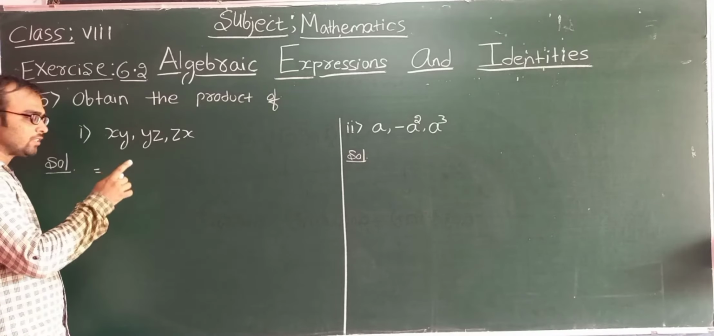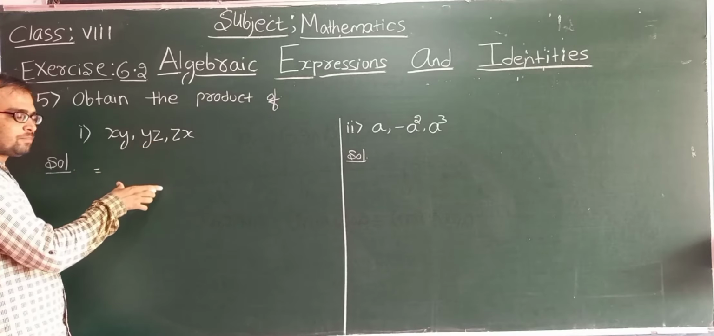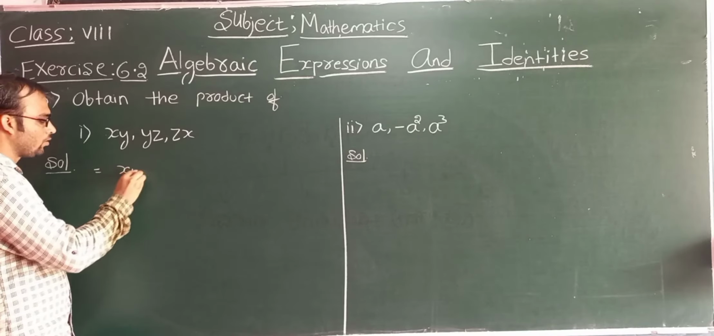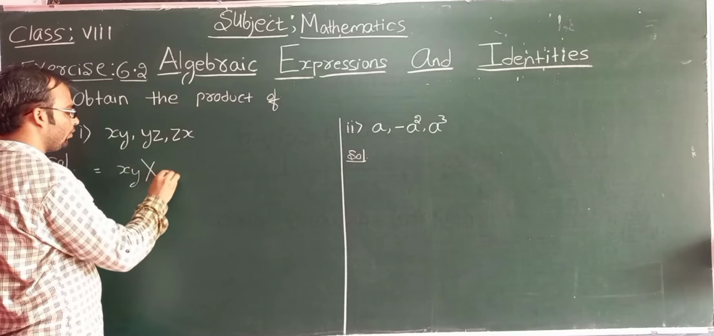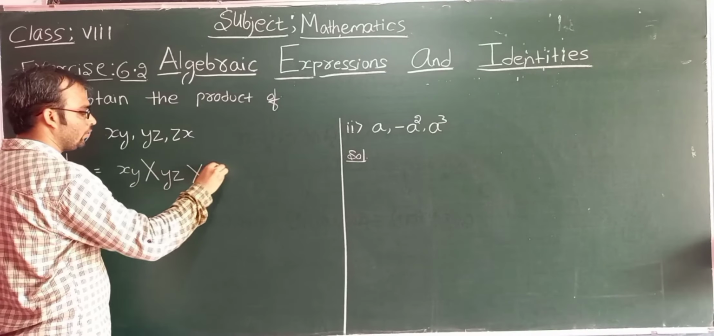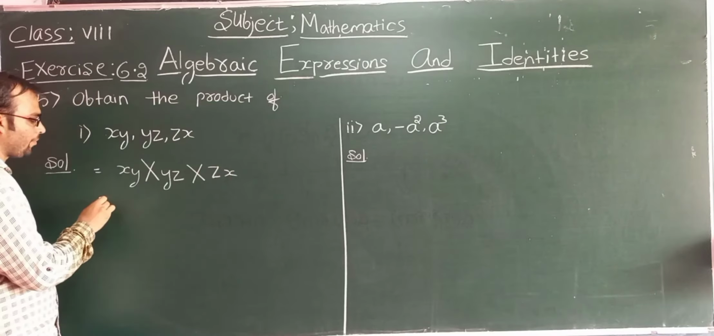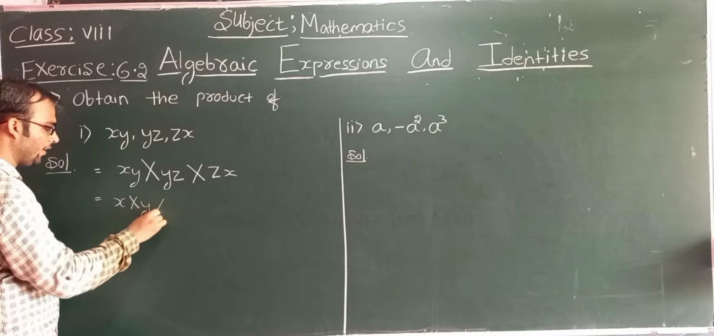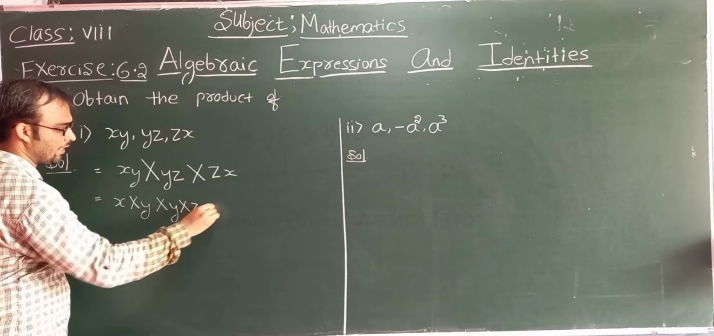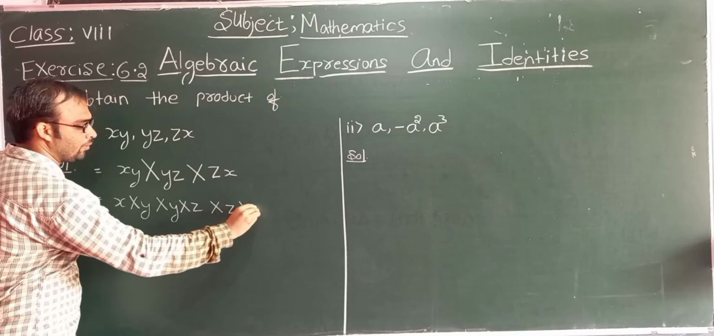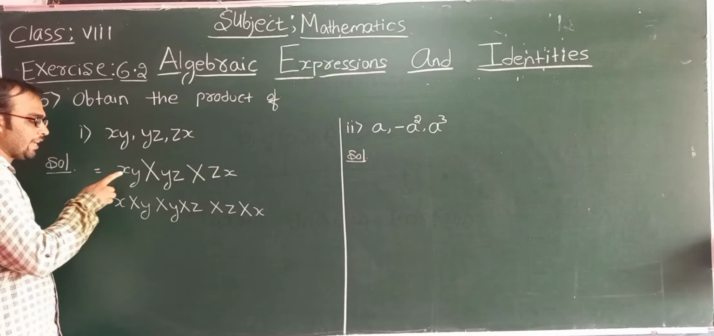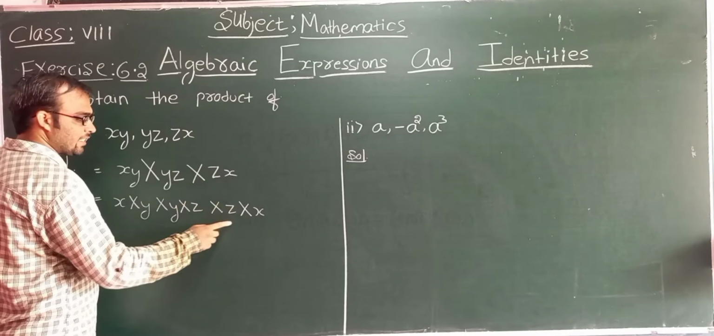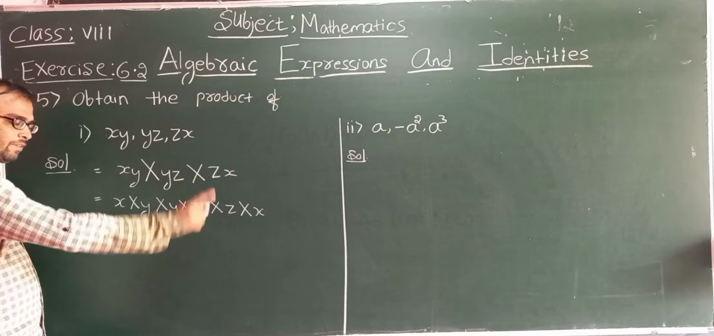In order to do that, the first step is to write these terms as they are, but in place of the comma you need to place the multiplication sign. So xy into yz into zx. Now students, you can rewrite it like x into y and y into z and z into x. Here xy is x into y, yz is y into z, and zx is z into x. Now everywhere multiplication is there.